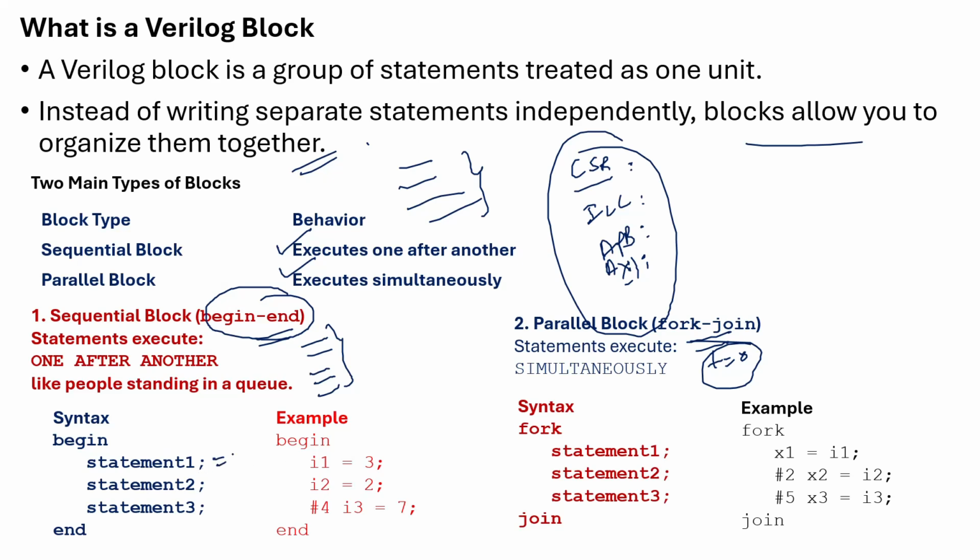See here, statement 1, statement 2. This statement will be executing at t equal to 0, and this statement is also executing at t equal to 0, and this statement is executed at t equal to 4 because here I mentioned the delay. 4 is the delay. All the begin end statements are also executed from time t equal to 0, but there are delays. If you have any delay, this delay will be added here.